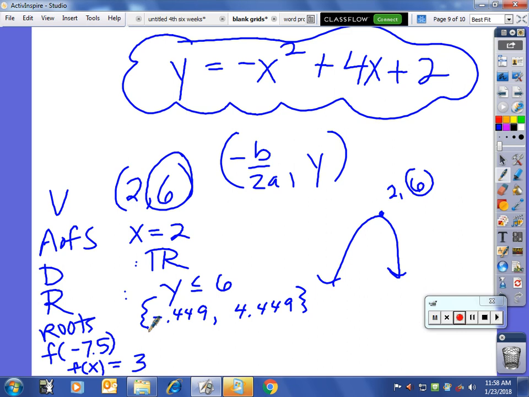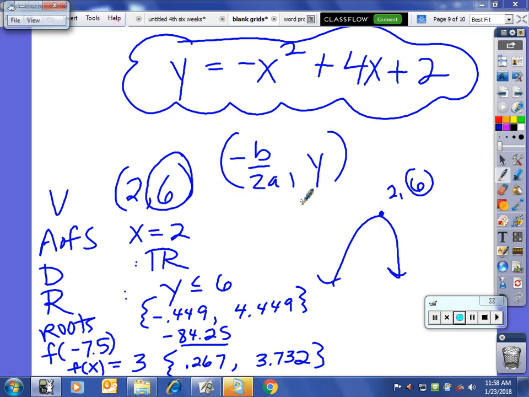All right, what was f of negative 7.5? I gave you an x. You found the y. On the last one, though, I'm giving you a y, and you find the x. Or in this case, x's. There's two of them. What were they? 0.267? 3.732.